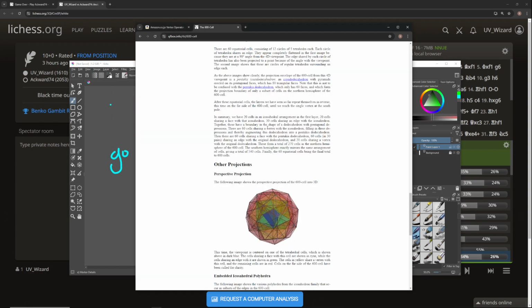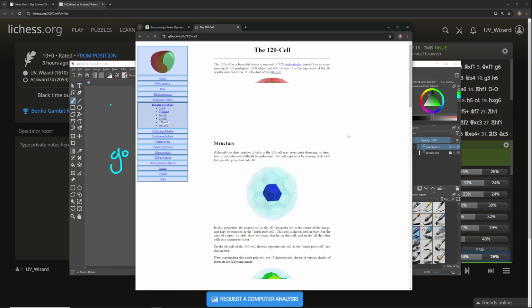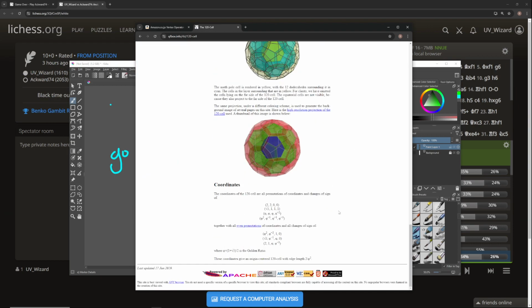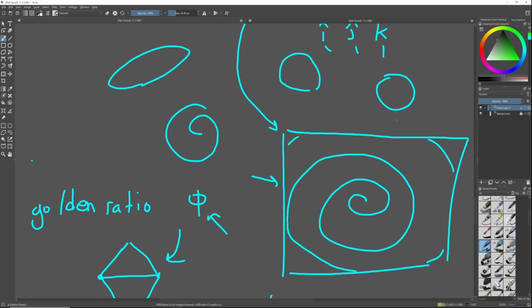Now, let's talk about the 120 cell, which is what I originally wanted to talk about, because that's the 4-dimensional analog of the dodecahedron. And, oh gosh, the construction's kind of crazy. Anyway, there's phi all over the place. Okay, that's what I wanted to point out. Done. QED.